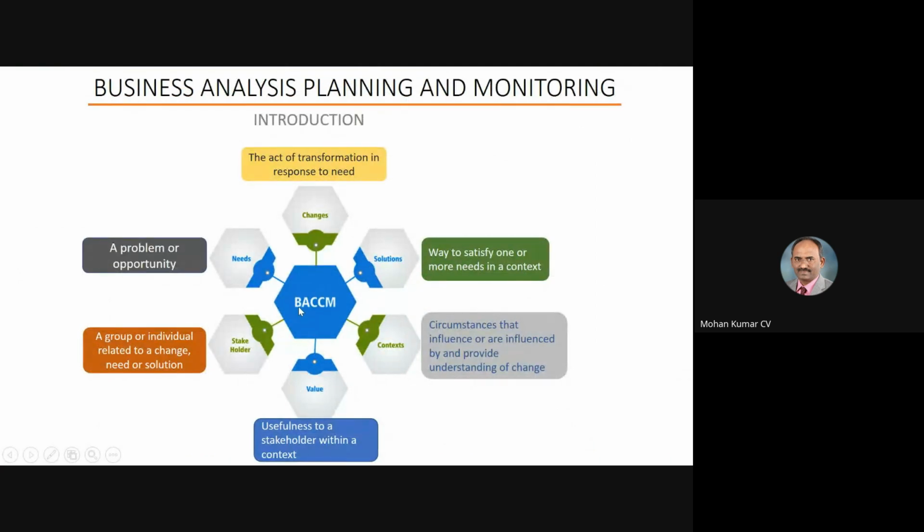So, business analysis core concept model. We understood this. Stakeholder will have needs. Those needs will.